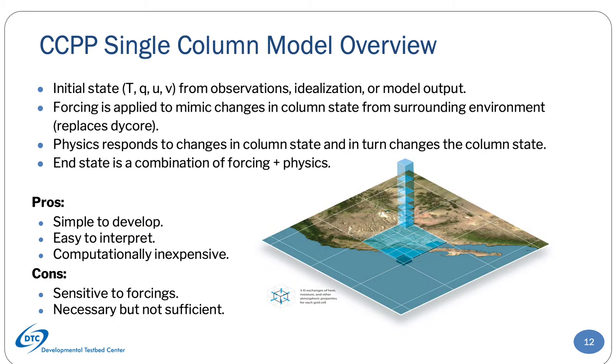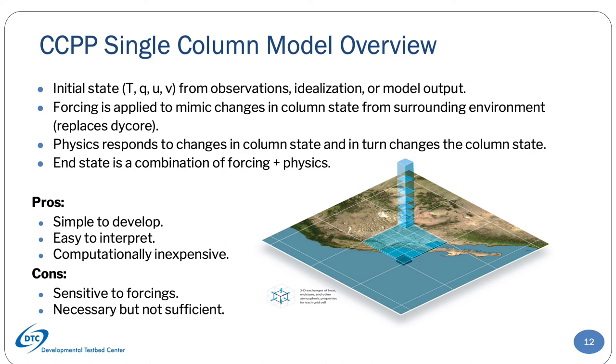The CCPP SCM requires an initial state, temperature, moisture, and wind, taken from observations, or an idealized situation, or taken from model output. Forcing is applied to mimic changes in the column state from the surrounding environment, replacing the dynamical core. Physics respond to changes in the column state and in turn change the column state. The end state is a combination of forcing and physics.